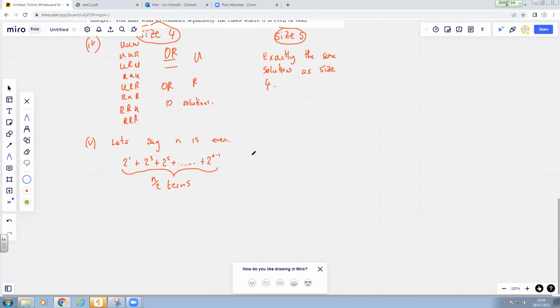Now, this is a geometric sequence. It's the sum of a geometric. They love putting that in this test. They really do. It normally comes up more than once. So the first term is 2. The common ratio is 2 squared or 4. And the sum for n over 2 terms is going to be a times 1 minus r to the power of n over 1 minus r.